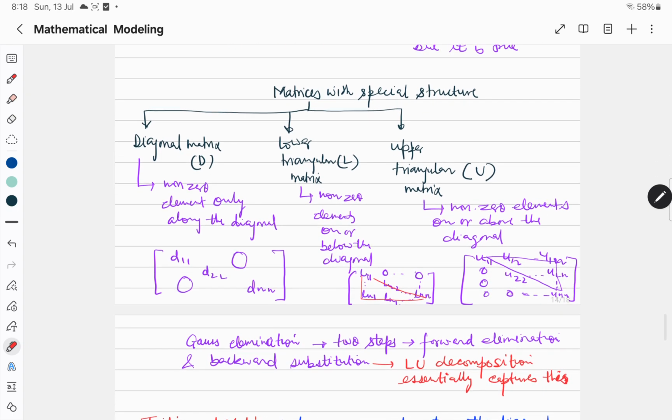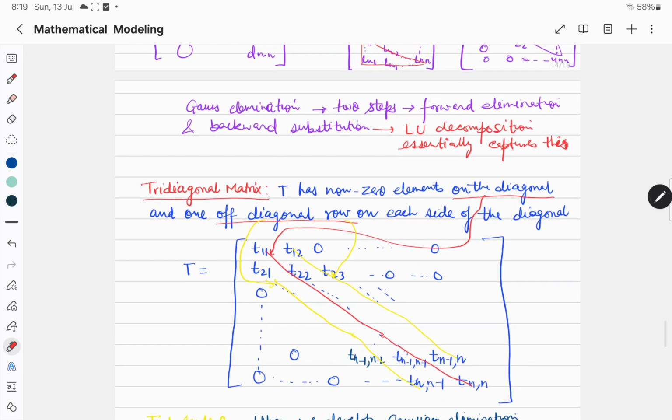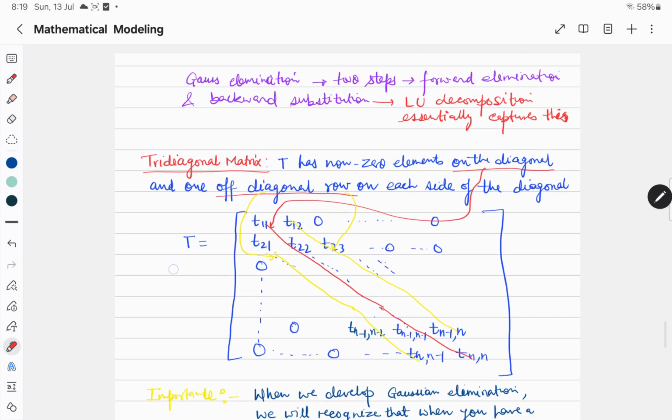So why do we need the definitions of diagonal, lower triangular and upper triangular matrices? Because if you follow Gauss elimination, it has two steps, forward elimination and backward substitution. And in LU decomposition, the diagonal matrix you can represent by D, lower triangular by L, and upper triangular by U. This LU decomposition essentially captures Gaussian elimination, which consists of two steps, forward elimination and backward substitution.